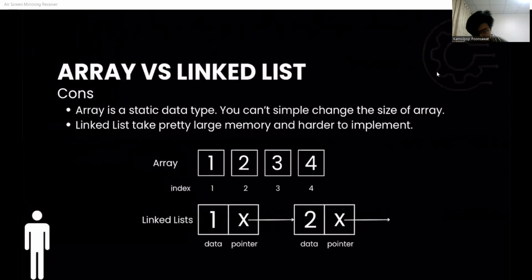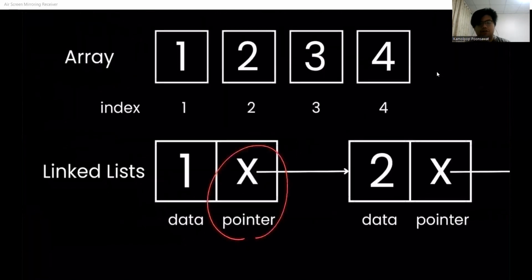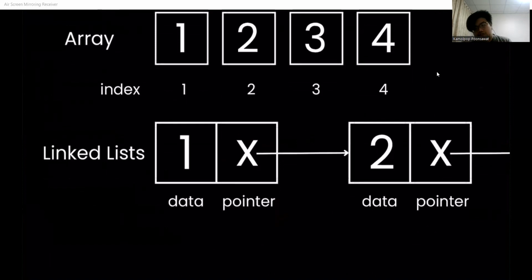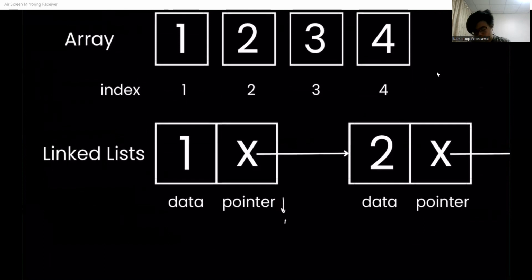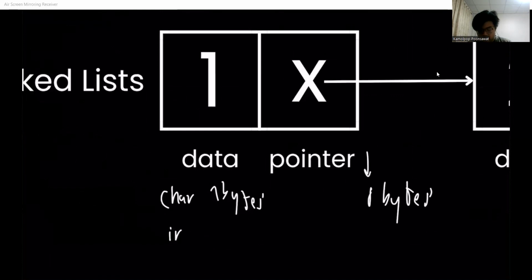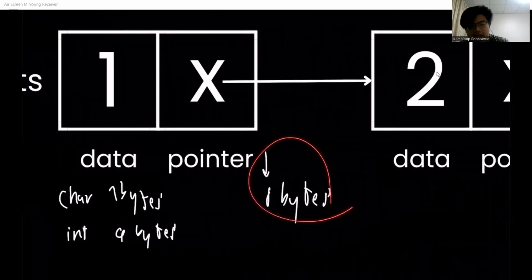Those are the pros. Now the cons. Array is a static data type. You can't easily change it, as I have said before. And then linked list takes pretty large memory and is harder to implement. Let me tell you that pointers are not easy to deal with, and a pointer takes 8 bytes. It's super large. A character takes 1 byte, an integer takes 4 bytes, and the pointer takes 8 bytes.